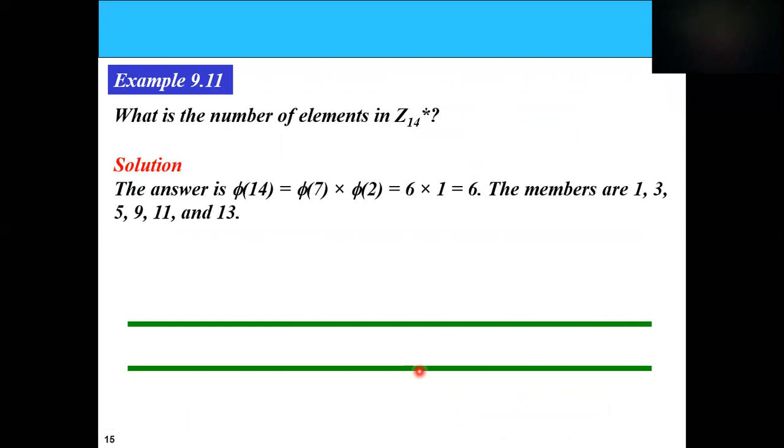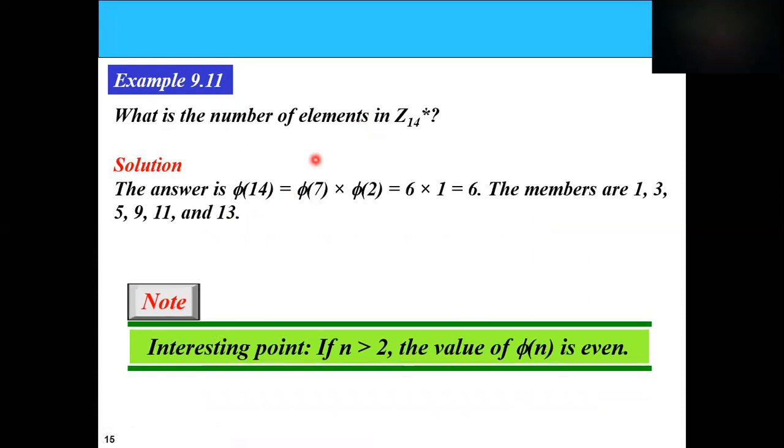What is the number of elements in Z star, I mean to say the unit elements? So phi of 14, I have just broken 14 into the product of primes. It is 7 into 2. So phi of 7 is the p minus 1 result, that is 7 minus 1, 6, and 2 minus 1, which is 1. So 6. The unit elements in Z14 are 1, 3, 5, 9, 11, and 13. And also the GCD of these unit elements with 14 is 1.